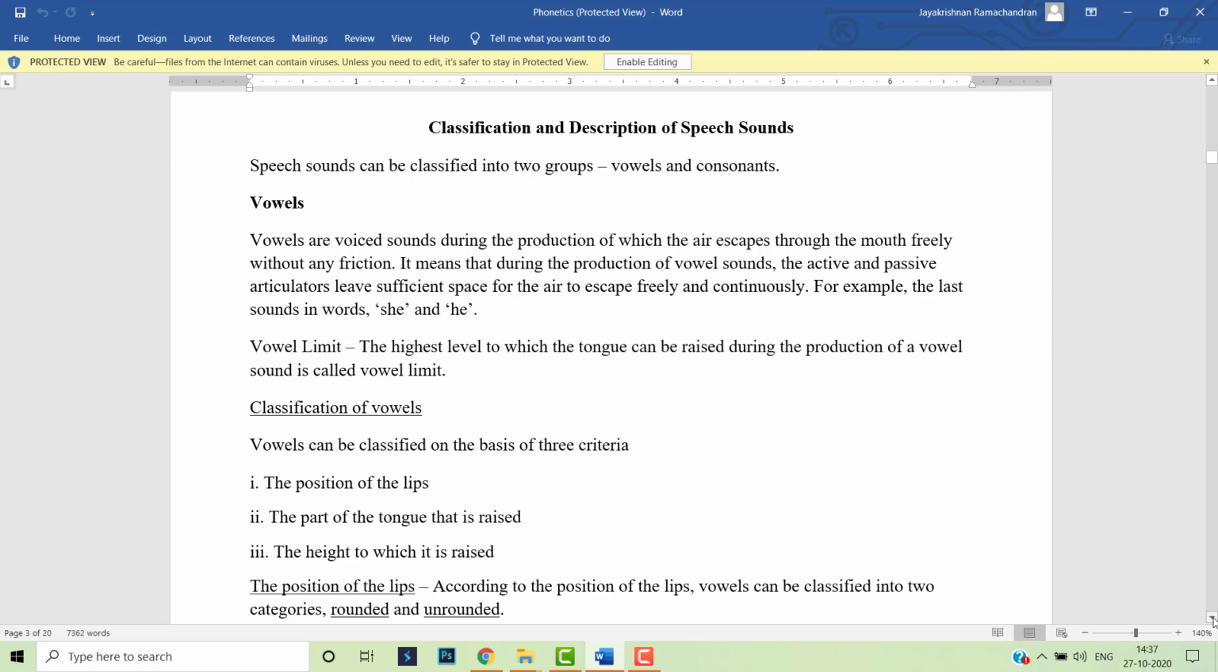Similarly, if you say T, when you begin to say T, your tongue will exert a great deal of pressure on your alveolar ridge. T. When you say T, you can feel that pressure there. Now this is the difference. Vowels will have a free passage whereas consonants won't have a free passage. During the production of vowel sounds, the active articulator and the passive articulator will leave enough space so that the air can escape freely.